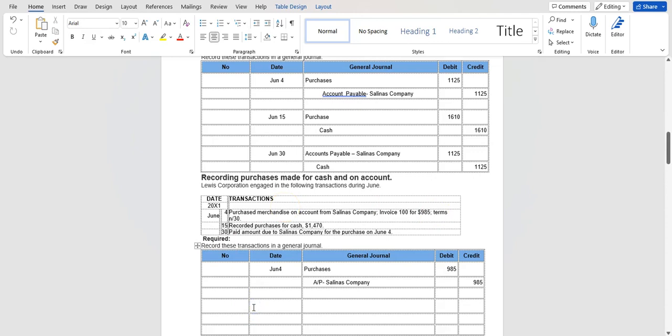Okay, so then we'll go to June 15th. And it says we recorded purchases for cash. Okay, so we used cash, so we're going to just record the purchase. Okay, and it's going to be for $14.70. And we just used cash. So our cash is going down. We need to credit our cash for $14.70 as well.